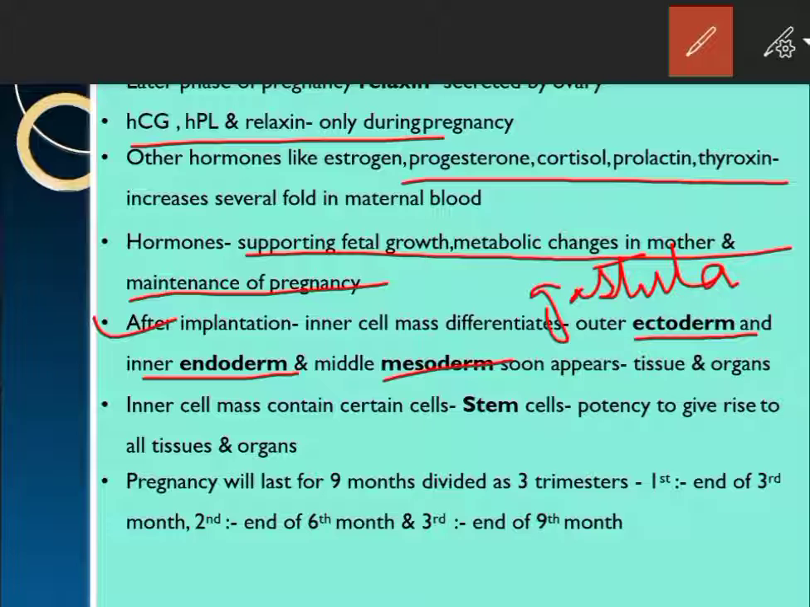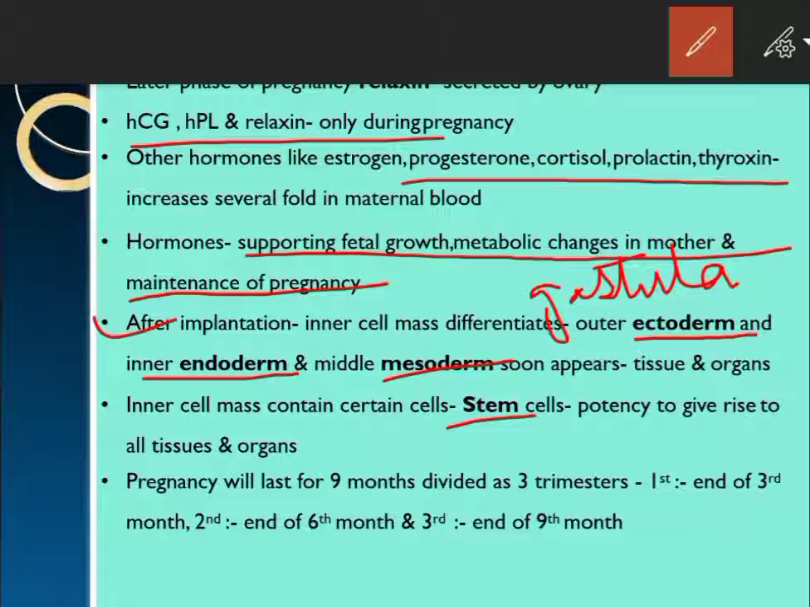These three layers give rise to tissues and organs in an adult. Now the inner cell mass contains certain cells which are called the stem cells, which have the capacity to give rise to all the tissues and organs. Clear? After this, we will be studying about the changes in the embryo.